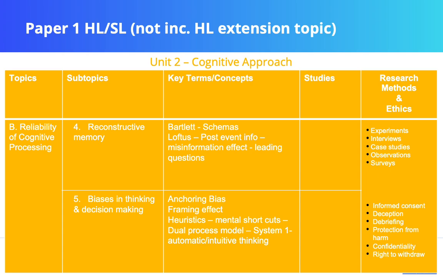When it comes to your research methods and ethics, though, you need to think about the topic as a whole. Don't separate them into 2 subtopics. Think about, when we look at this concept about whether cognitive processes are reliable or not, we need to think about the research methods that we use to investigate this topic as a whole. Experiments are very commonly used, but you may also have some examples of interviews or maybe even surveys. And again, think about the topic as a whole.